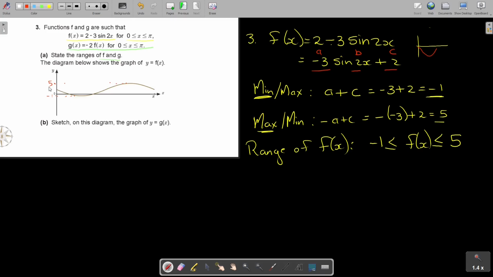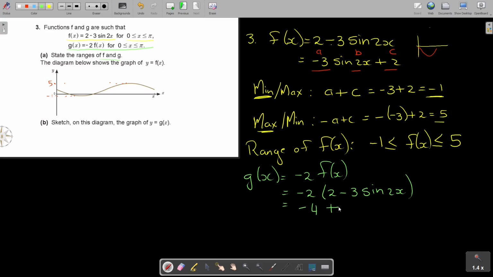Okay, let's do number G. So if I now go and write G, now look what G will be. G will be -2 times f(x). Okay, let's just write f(x) down: 2 minus 3 sin 2x. And that's going to be -4 plus 6 sin 2x, because it's -2 times -3, that's 6. Please don't multiply it with the 2 also. That's one term. Do you see? I just multiply -2 times 3. And again, if I want to rearrange it, then I will rather write it like this.